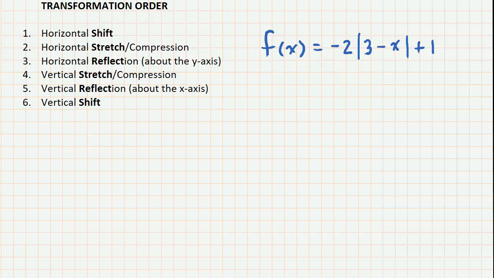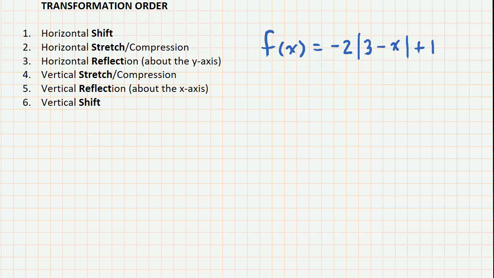In this example, we're going to explore transformations. This function f is based on the absolute value function. And what we're going to do is apply some horizontal transformations and then some vertical transformations to get the function f from the absolute value function.